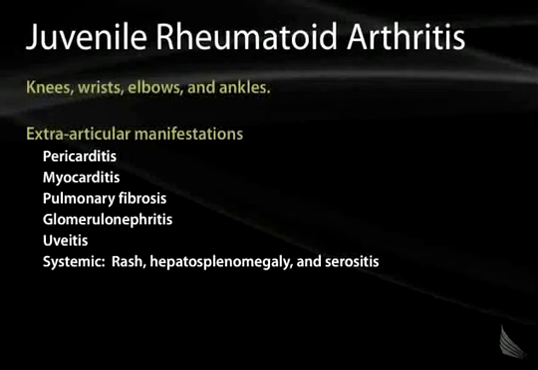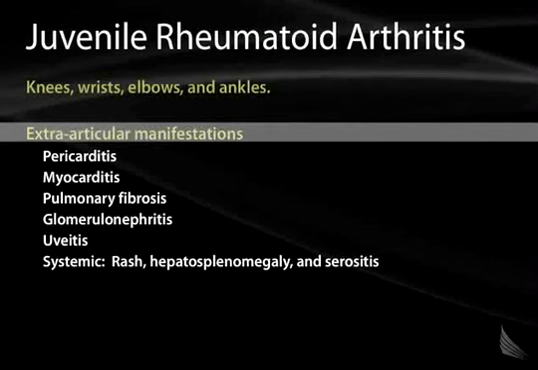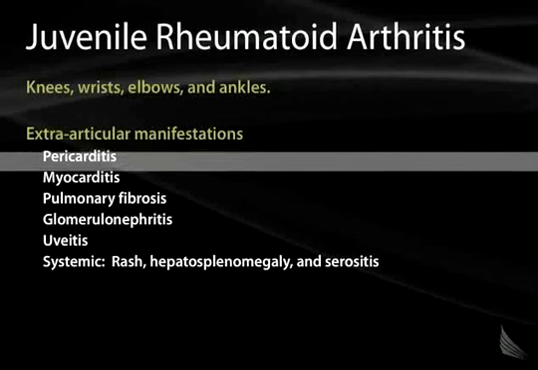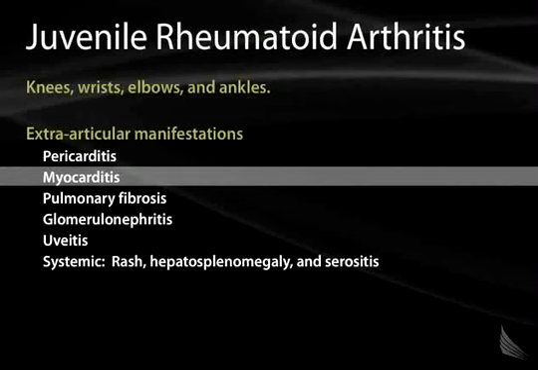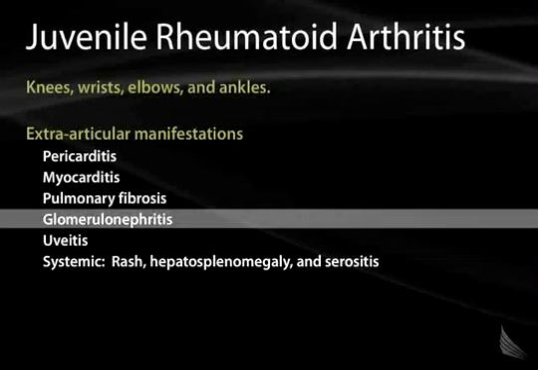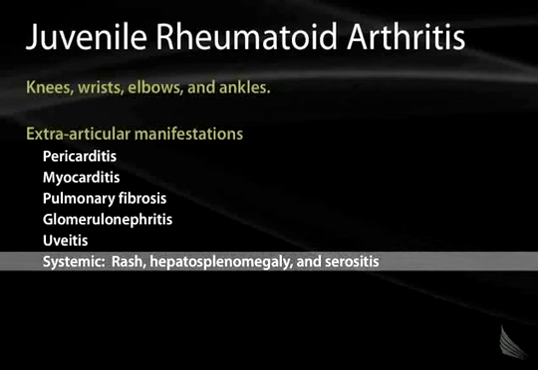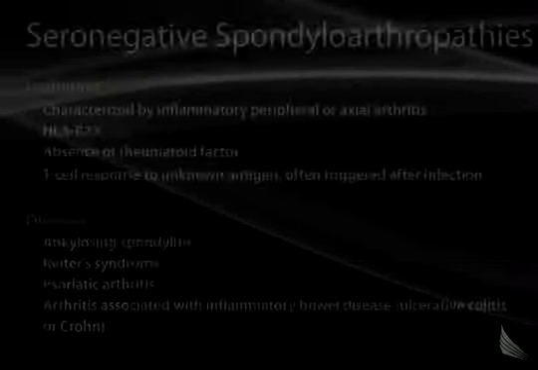Juvenile rheumatoid arthritis has a predilection for going for some of the larger joints, the knees, wrists, elbows, and ankles. The extra-articular or systemic manifestations that one can see are effects on the heart, including a pericarditis and myocarditis. The lungs can be affected by pulmonary fibrosis, kidneys by glomerulonephritis, and the eyes by uveitis. One can also see a rash, hepatosplenomegaly, and serositis.